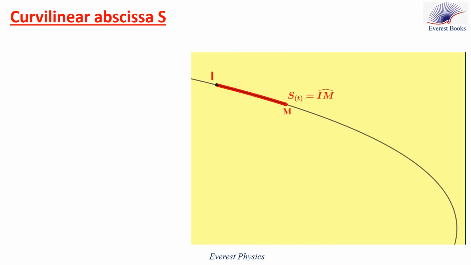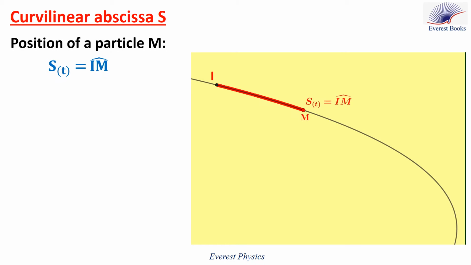A particle M moves on a curved path. The position of M can be given by the curvilinear abscissa S of t equals the arc IM, where I is an origin on the trajectory of M.